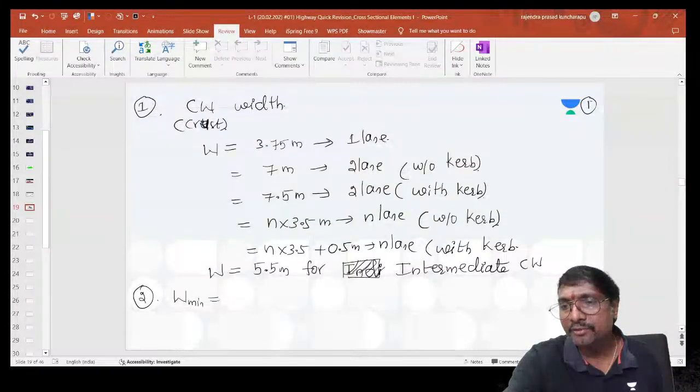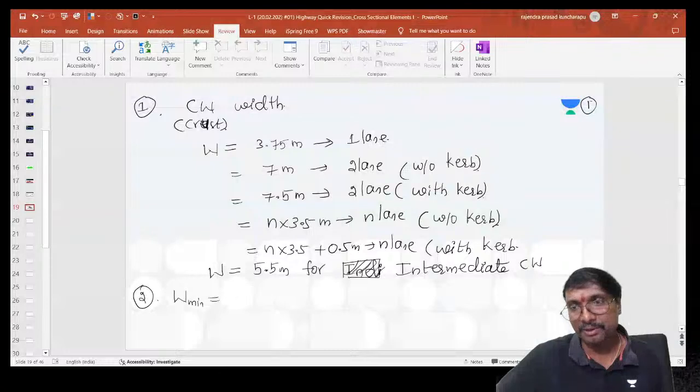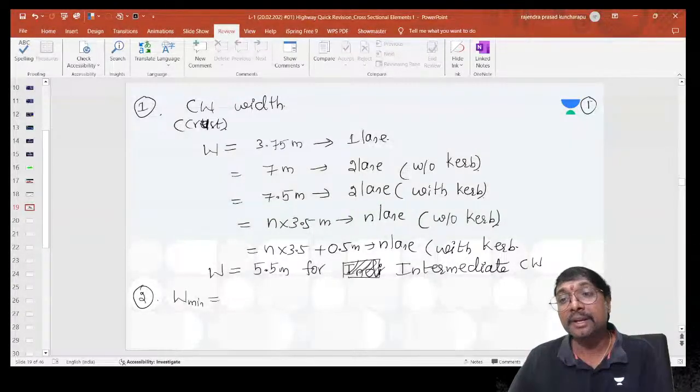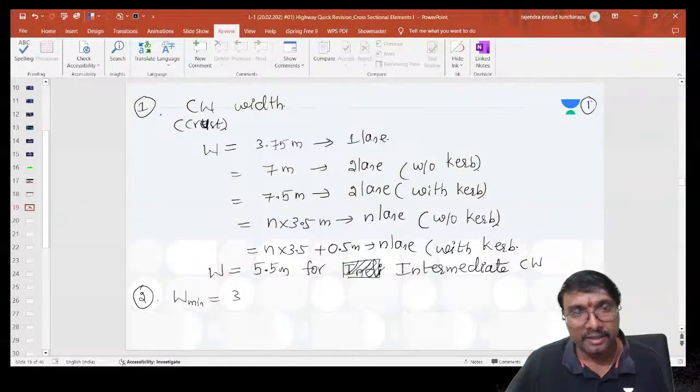When this 3.75 meters single lane is not at all possible, which lane do we have to go for? If you observe, when 3.75 meters single lane is not possible, we have to go for the least possible width. How much do we have to go for in that case? 3 meters minimum width we have to go for, right? So what is that minimum width? You can say 3 meters in case of urban as well as which one?